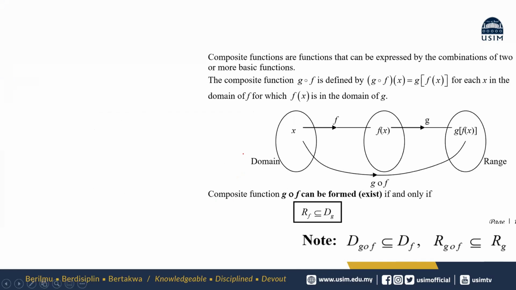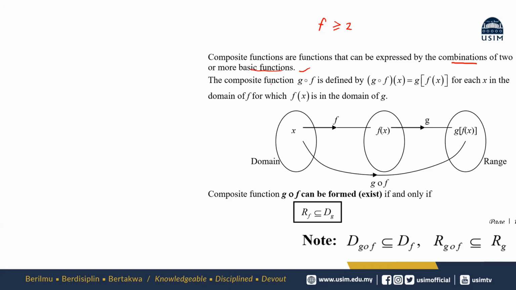So what is a composite function? It consists of a combination of two or more basic functions. When there exist two or more basic functions combined, it is called a composite function.